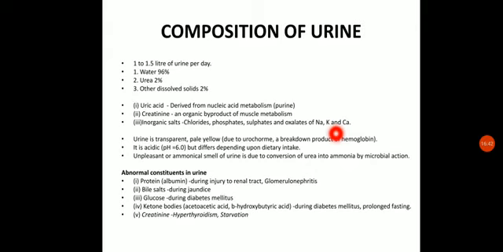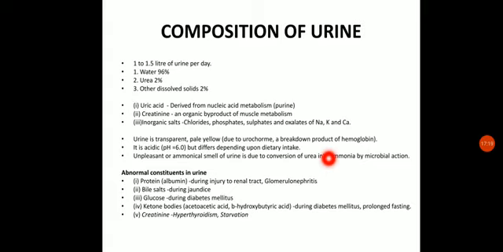Now urine is acidic in nature, and it also differs depending on dietary intake. If you take a lot of vegetables, it can sometimes be alkaline, and if you take a high amount of fruits, it may be acidic. But normally it is acidic, around 6 pH. It will have an unpleasant or ammoniacal smell, and this is due to the conversion of urea into ammonia by microbial action. So the urea present in urine will be converted into ammonia by microbial action.